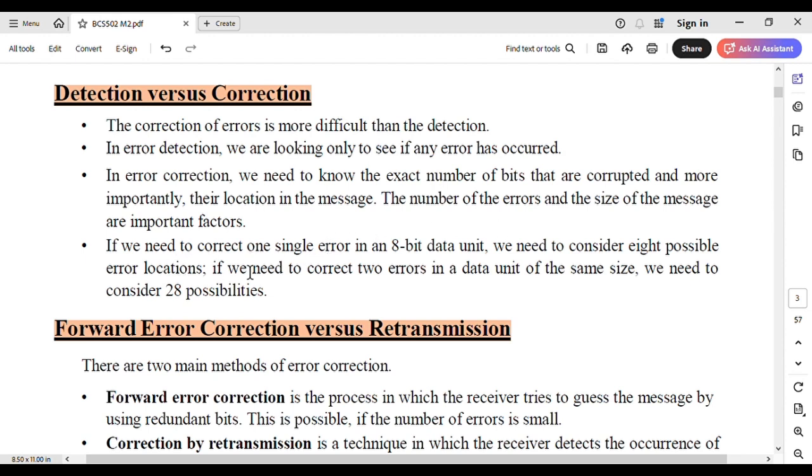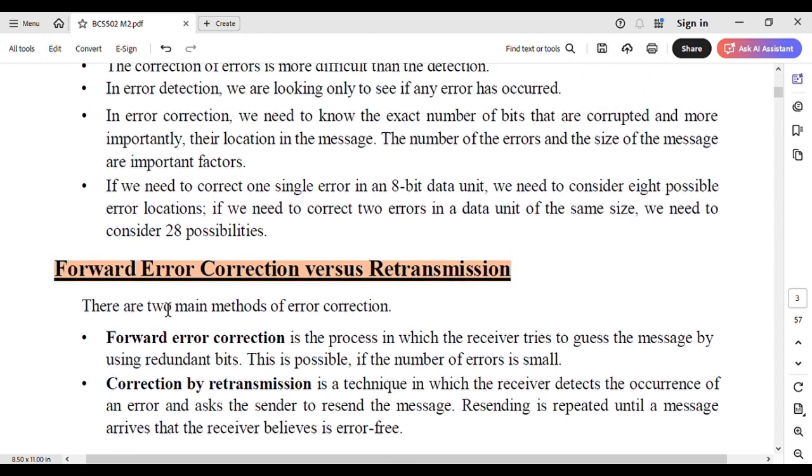If we need to correct one single error in an 8-bit data unit, we need to consider 8 possible error locations. If we need to correct 2 errors in a data unit of the same size, we need to consider 28 possibilities. So based upon the input length, the number of possible changes, or the expectation, is more.